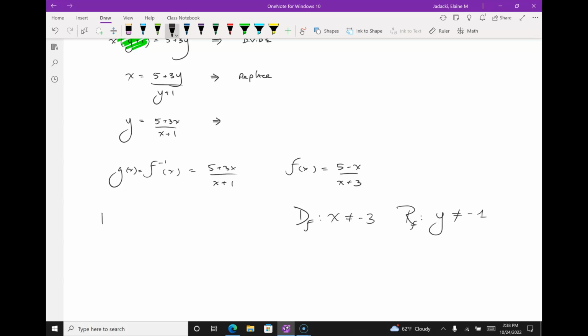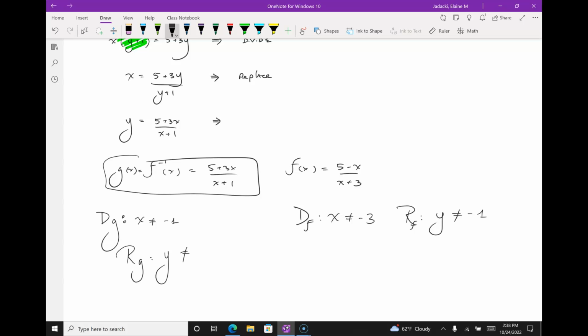What's the domain of g? Yep. What's the domain of my inverse function g? X does not equal -1. Guess what? Not a coincidence. And my range of g? Y does not equal what?